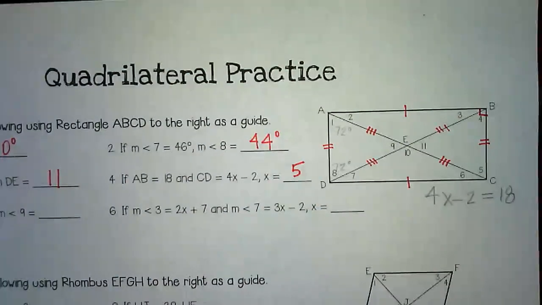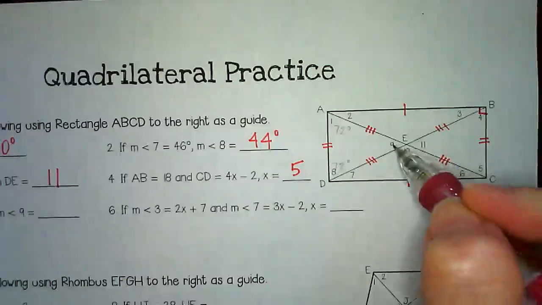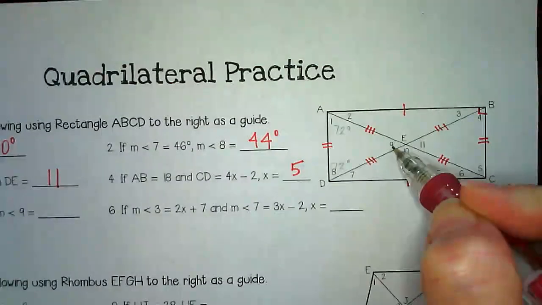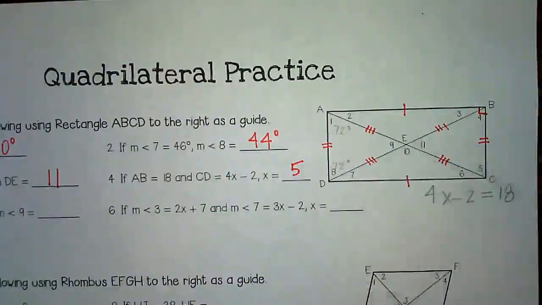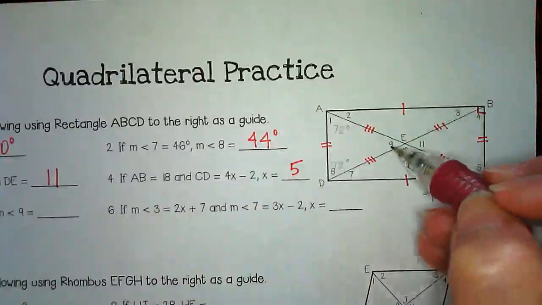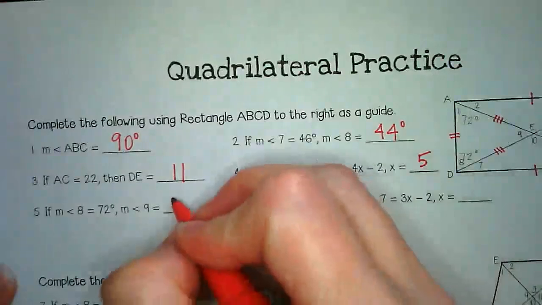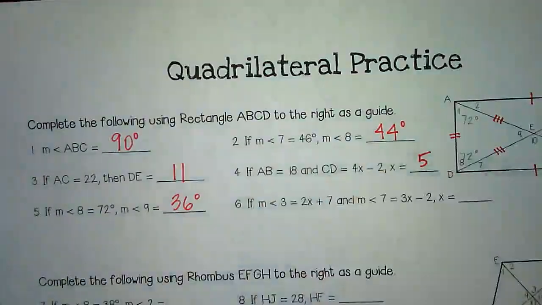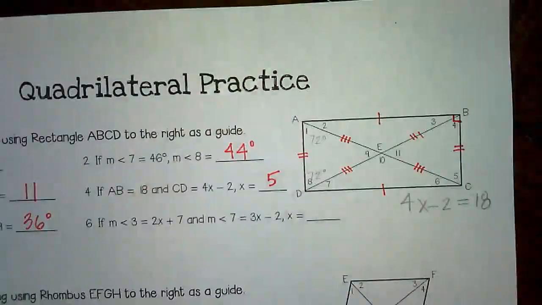So if I put that together, that would be 144. And then if I subtract from 180, that will tell me what the measure of angle 9 is, which if that's 144, that should be 36 degrees. So 36 degrees. All right.